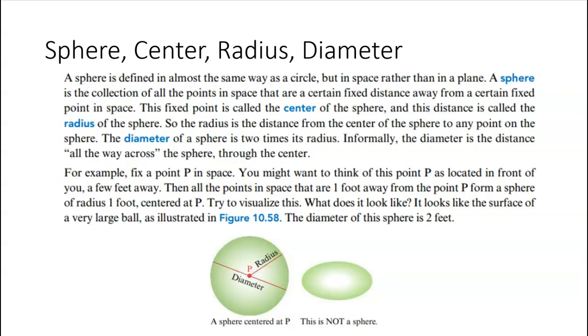Let's look at a sphere. A sphere is almost the same, but it's in space rather than on a plane. A sphere is the collection of all points in space that are a certain fixed distance away from a certain fixed point in space, and that fixed point is called the center. The distance is called the radius of the sphere. So the radius is the distance from the center to any point on the sphere. And the diameter is 2 times the radius, just like with the circle. It's the distance all the way across, but through the center.